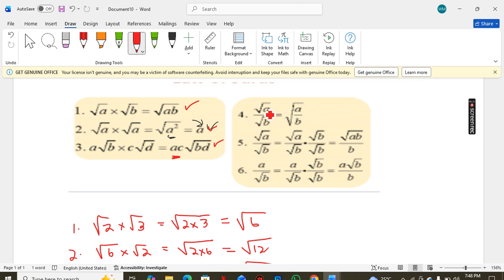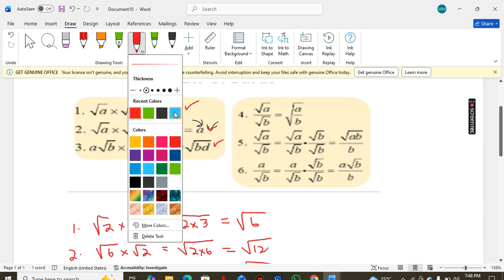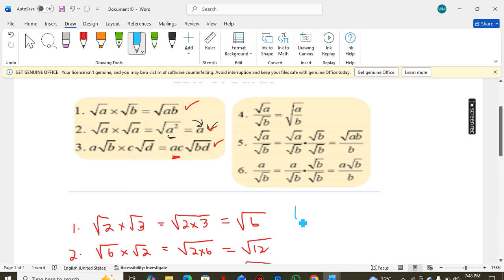So the square root of a divided by the square root of b equals the square root of a over b. Okay, so an example. Square root of 6 divided by the square root of 3.